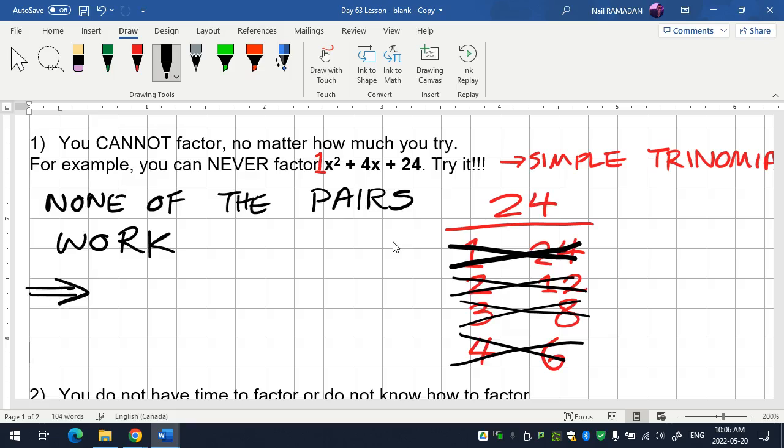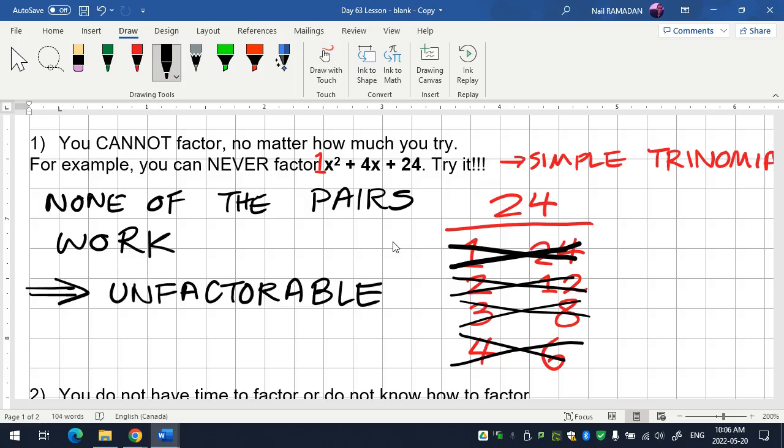So what do you call that? Unfactorable. I want you to write the word unfactorable. Some people call it non-factorable. I'm just going to go with unfactorable. Okay, so that's one reason why you might need to use the what? The quadratic formula.